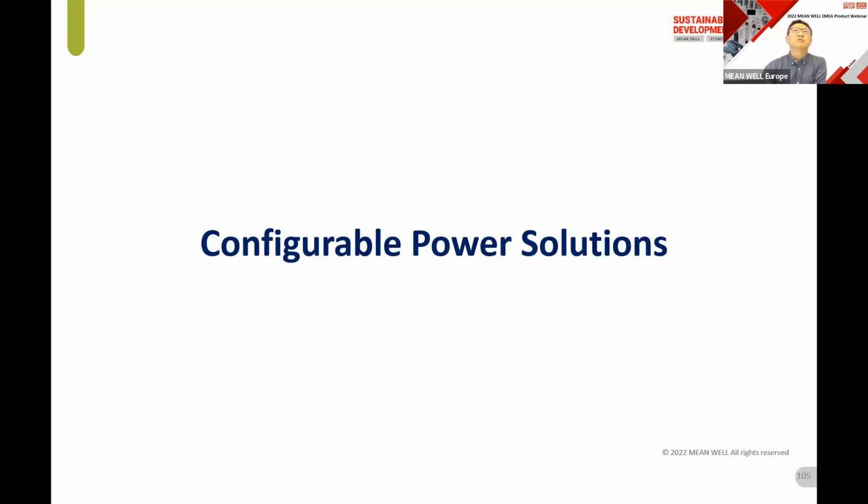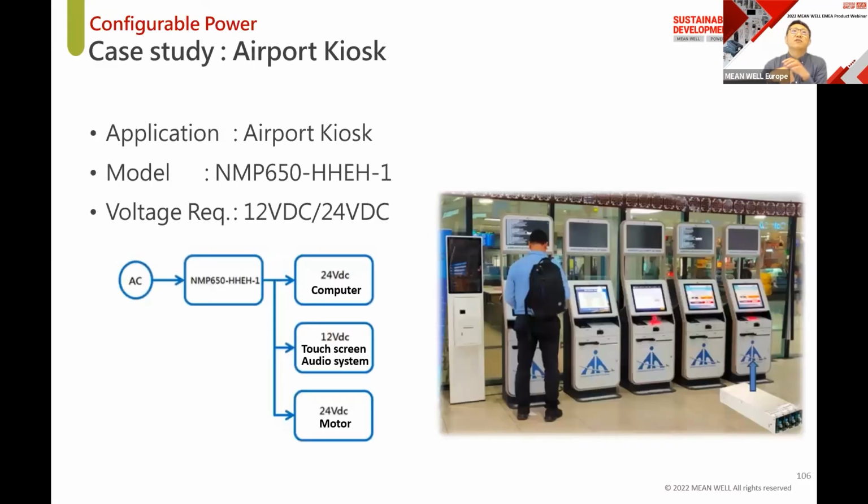That's it, configurable power solution. For a system with different voltage requirements, such as the airport kiosk, it needs a 24 volt for the computer, 12 volt for the touch screen, and another 24 volt for the motor. And it is very convenient to use our NMP series for different flexible configurations.